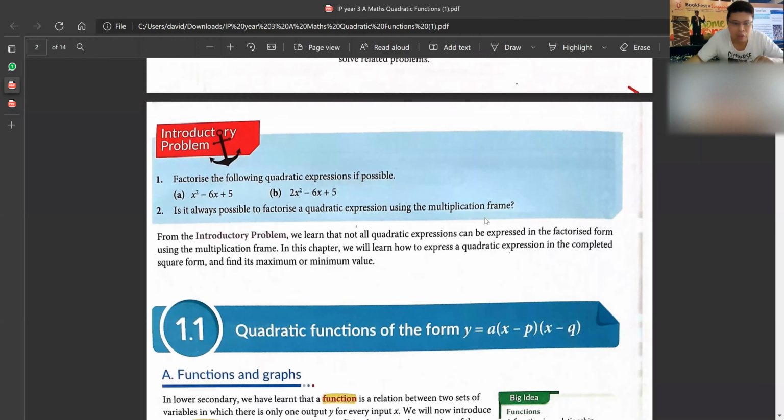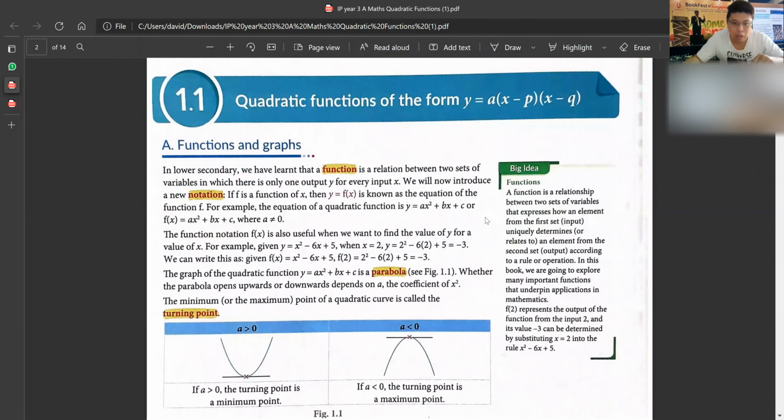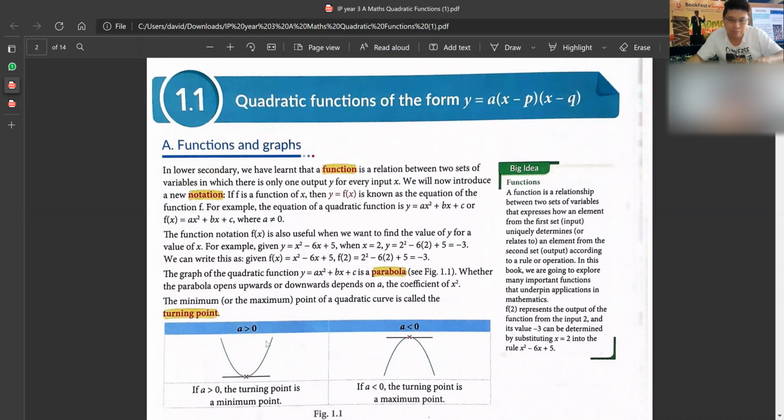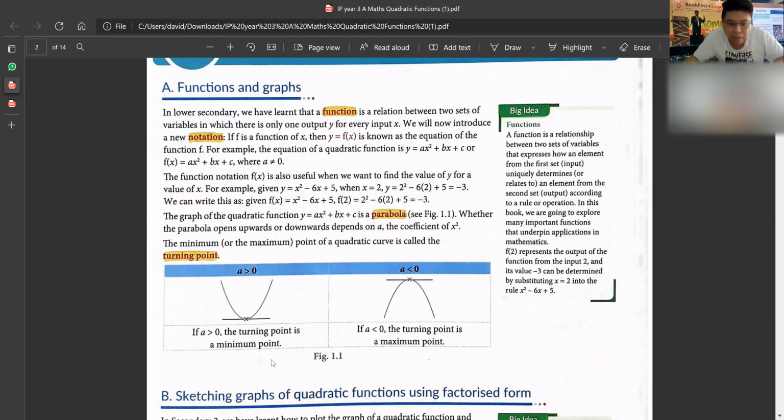Anyway, this is your textbook. We're going to take a look at this. It says that A greater than 0, turning point is minimum. A less than 0, turning point is maximum. Why is this so? You know why this is so?